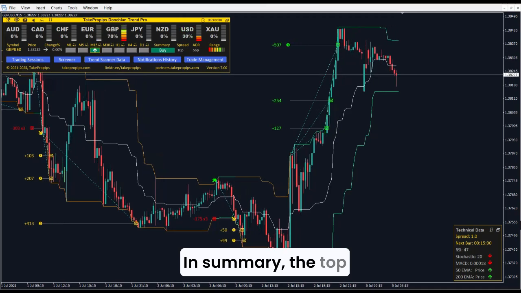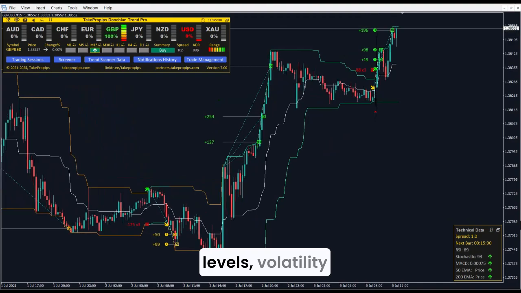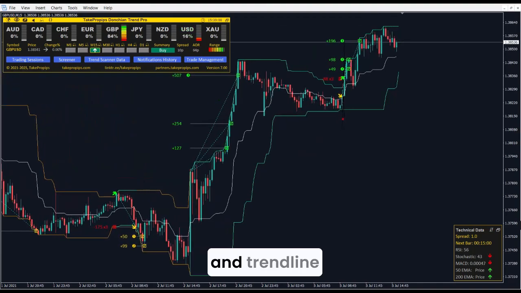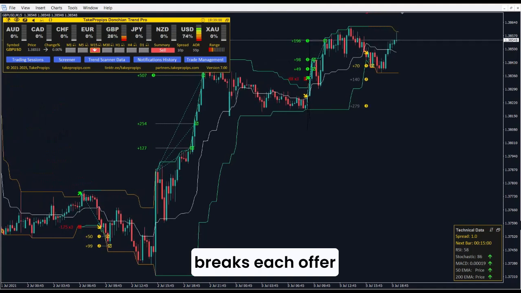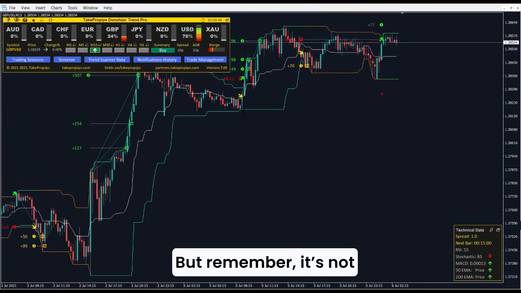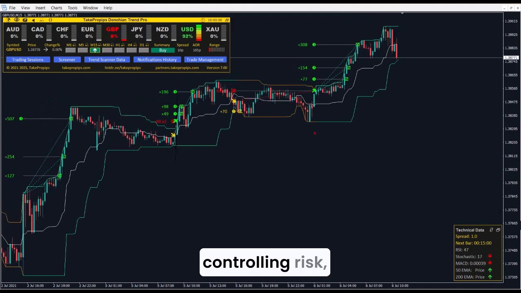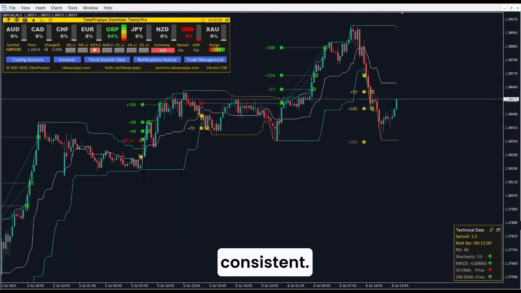In summary, the top 3 breakout strategies, support and resistance levels, volatility expansion setups, and trendline breaks, each offer powerful ways to catch big market moves. But remember, it's not just about spotting the breakout. It's about managing the trade, controlling risk, and staying consistent.